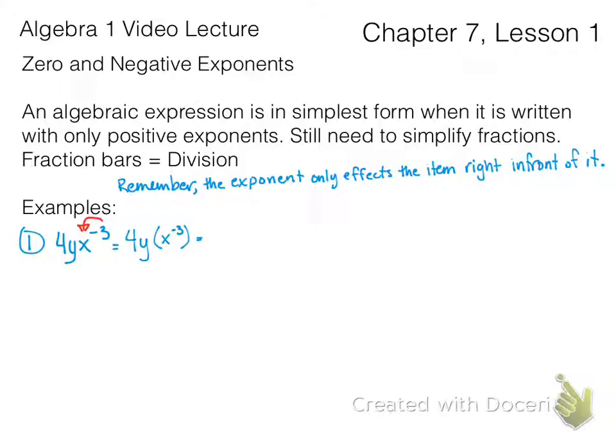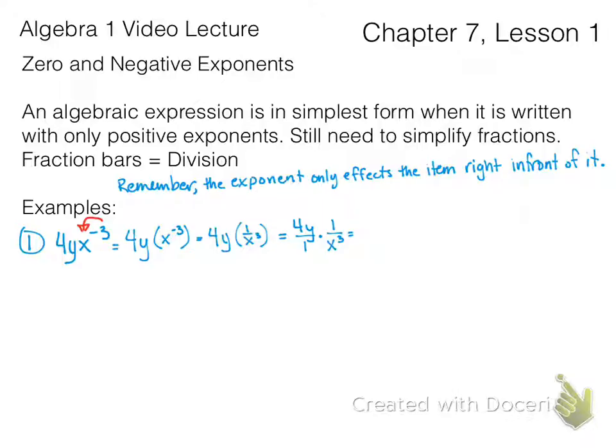All right, so I can put that in parentheses because it's the only thing that's really being affected. So I have 4y x to the negative third. X to the negative third is the same as 1 over x to the third. And here I can just multiply fractions. What's 4y as a fraction? Well, that'd be 4y over 1 times 1 over x to the third.